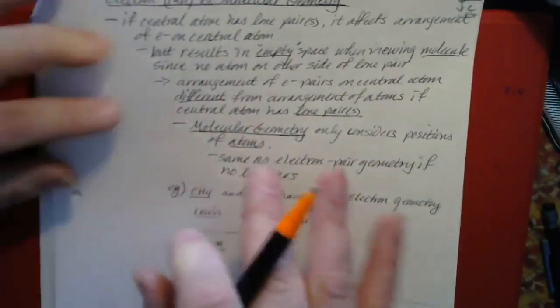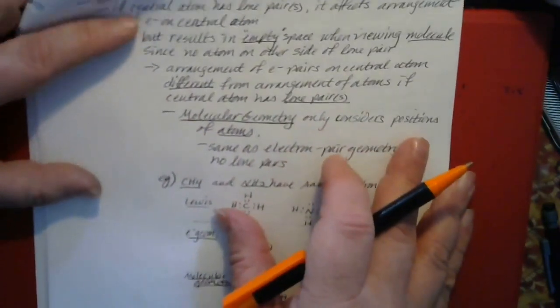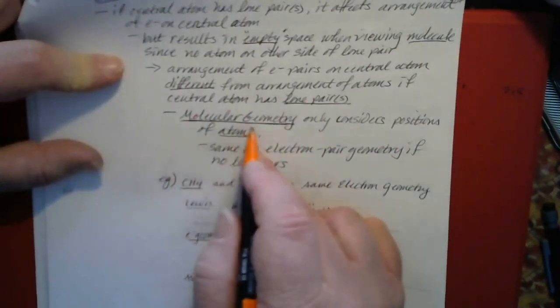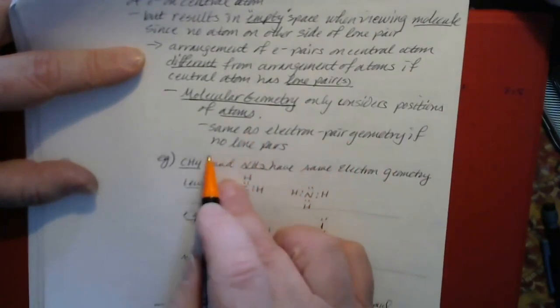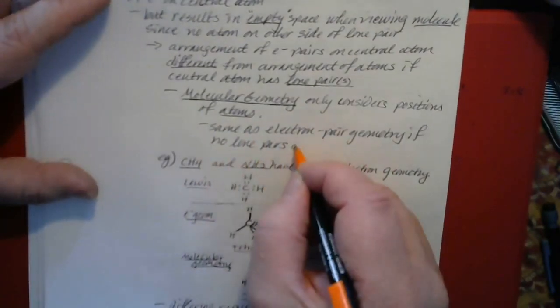So straight away, we can say that if there are no lone pairs on the central atom, then the electron geometry and the molecular geometry will be the same, with the same name. If there are lone pairs on the central atom, though, the electron geometry and the molecular geometry will be different. They'll have different names. That's because the molecular geometry only considers the position of atoms, which makes sense. Atoms make molecules. So if you're talking about molecular geometry, you'd be most concerned about the position of atoms. And the molecular geometry will be the same as the electron pair geometry if and only if there are no lone pairs on the central atom.